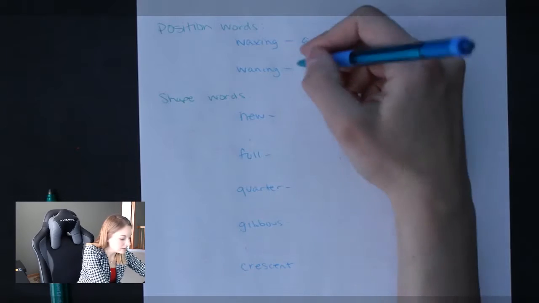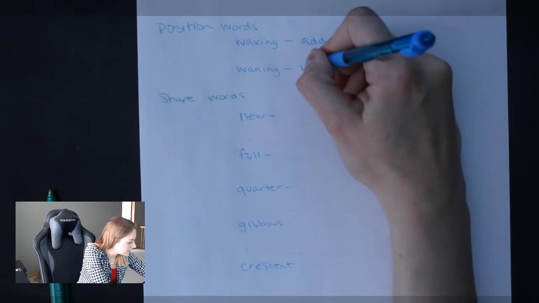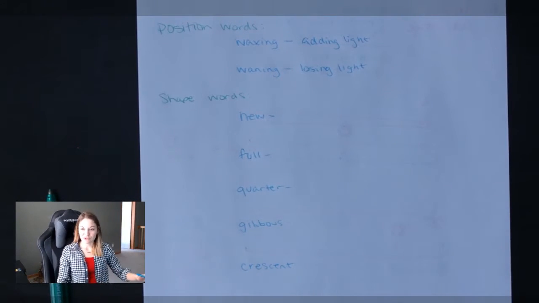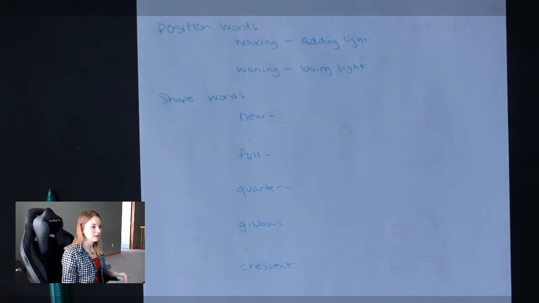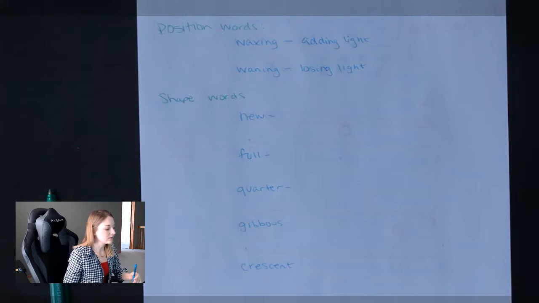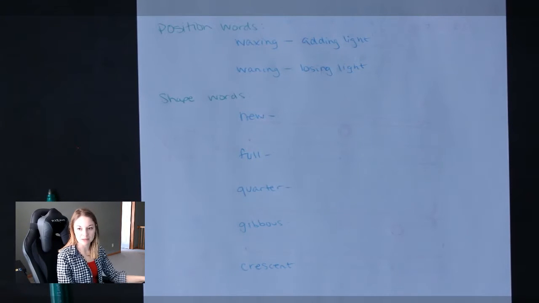Then waning is the opposite. That means that we're losing light. And again, we're not actually changing shape. It's an optical illusion based on how much light is available. And so in these phases, the moon appears to be getting smaller.